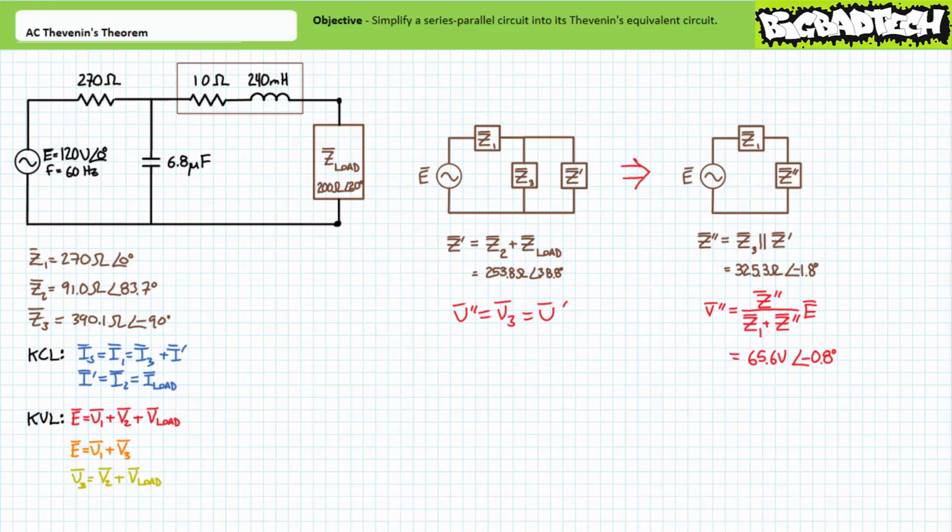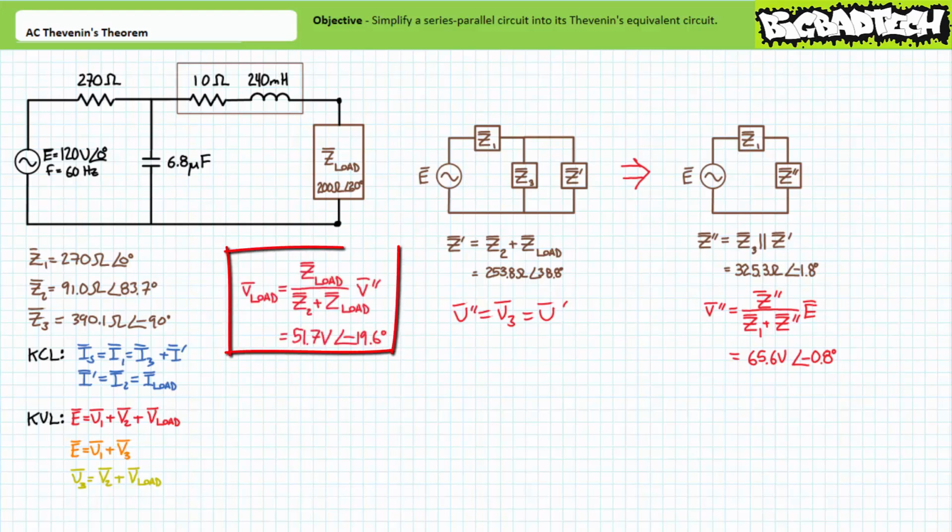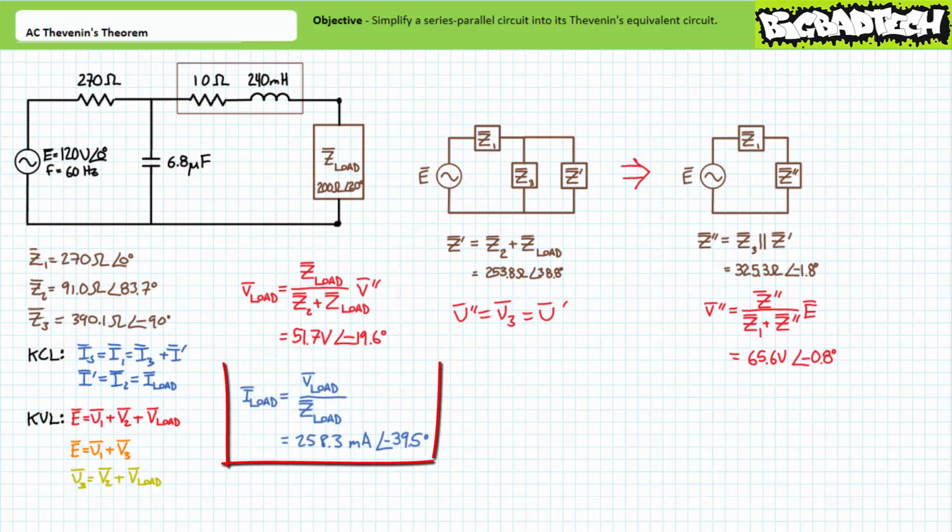Given combined impedance Z single prime is a series combination of Z2 and our load impedance Z load, we can now examine voltage distribution within this series branch. An application of the AC voltage divider rule suggests voltage across our load to be 51.7 volts at an angle of negative 19.6 degrees. Finally, Ohm's law suggests that current through Z load equals 258.3 milliamperes at an angle of negative 39.5 degrees. Without the use of Thevenin's theorem, this necessitated a lengthy series parallel circuit analysis.